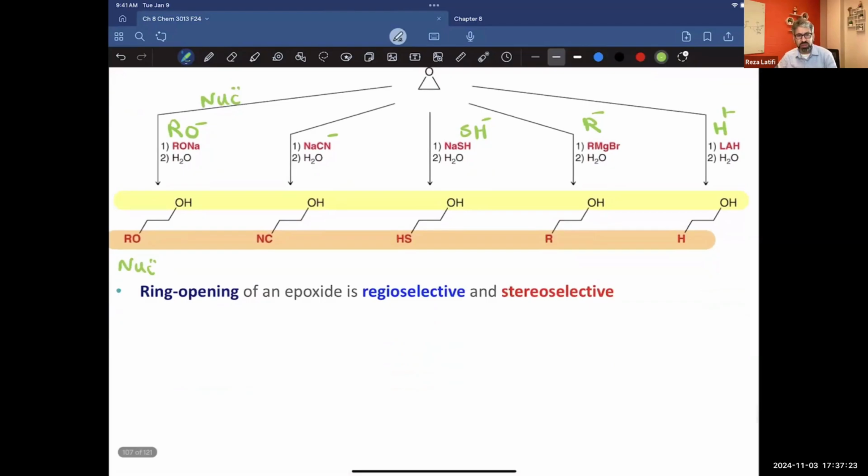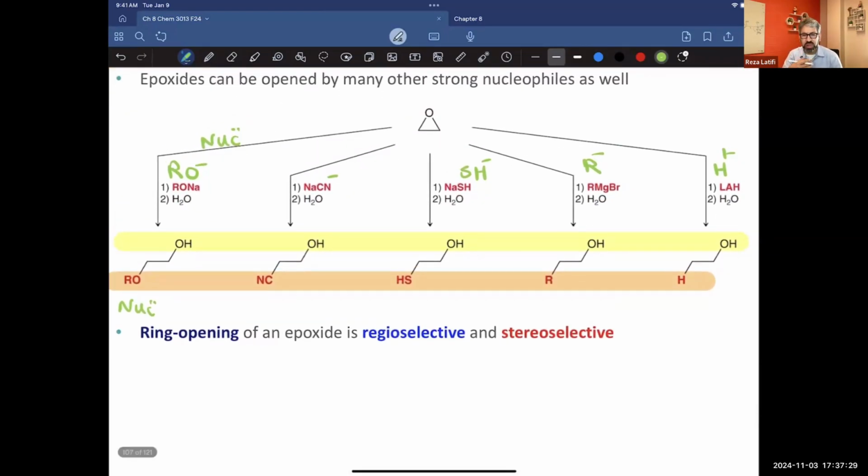We say the ring opening is regioselective. What does it mean? It means that because the ring opening is an SN2 reaction, the SN2 attack will happen on the carbon with less steric effect.